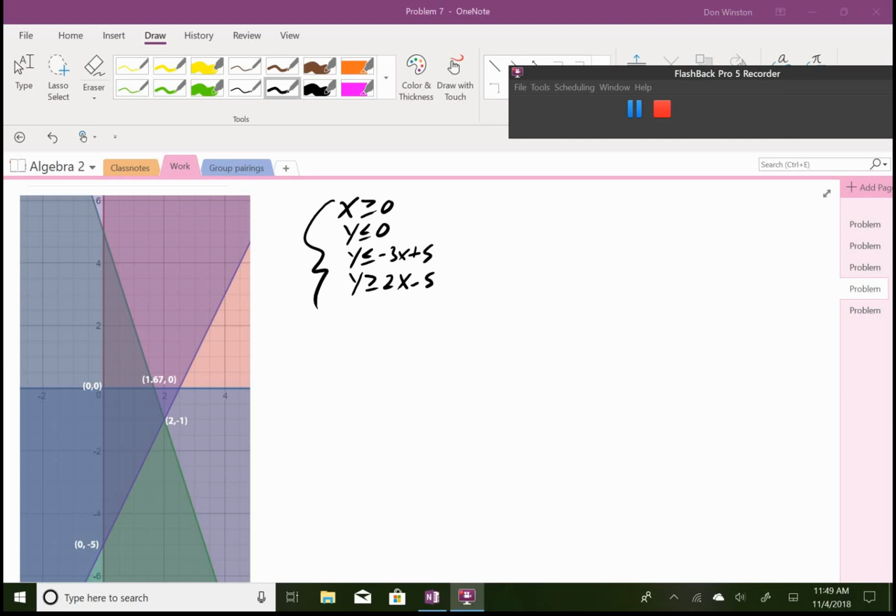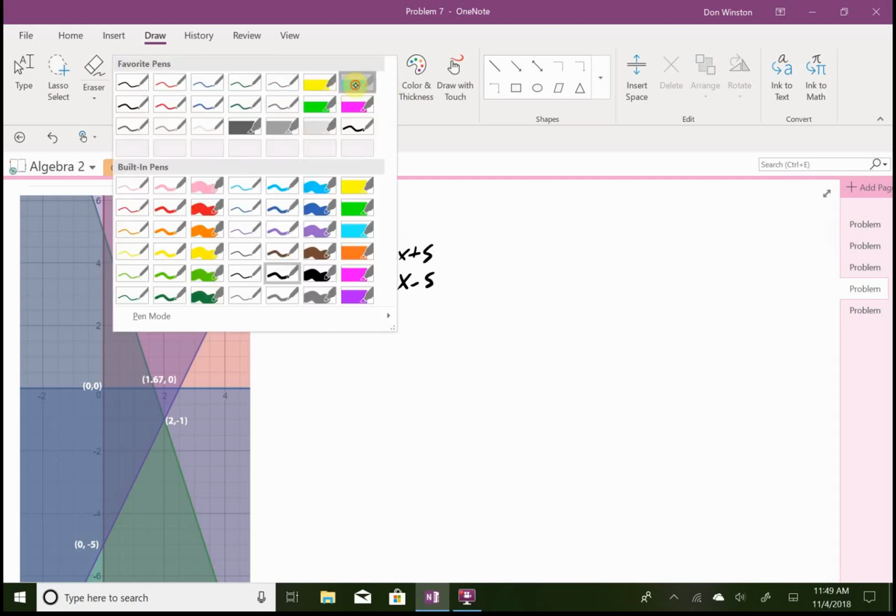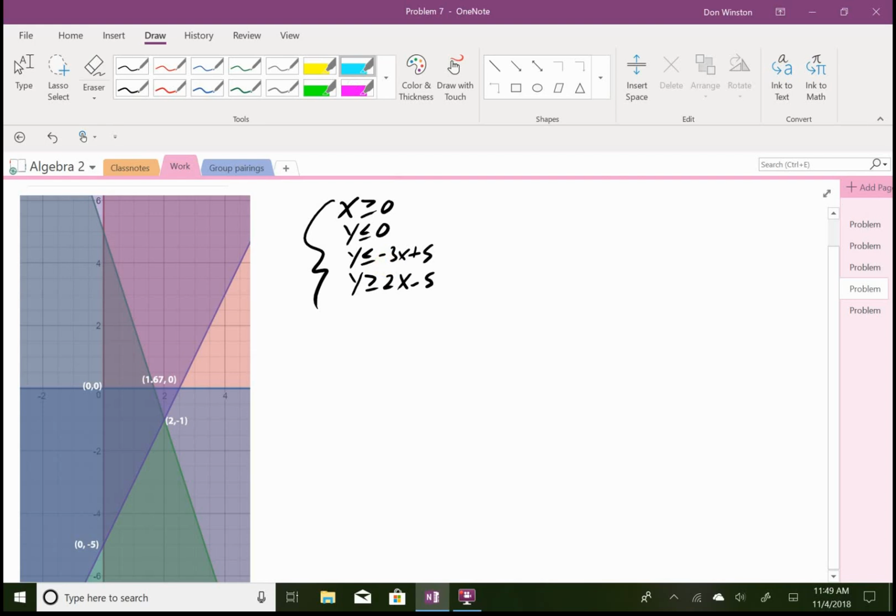Okay, this is problem number 7. It's another linear programming problem. 7a asks us to graph the feasible region, so I've listed the constraints: x is greater than or equal to 0, y is greater than or equal to 0, and then y is less than or equal to negative 3x plus 5, and y is greater than or equal to 2x minus 5.